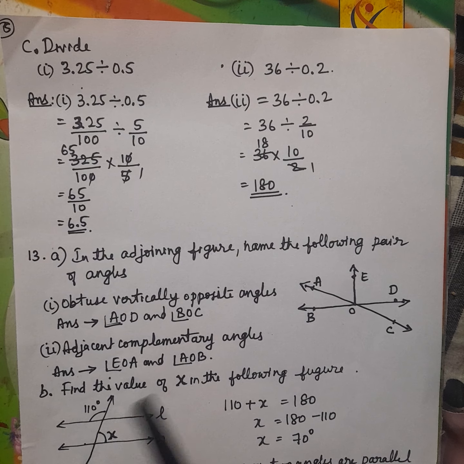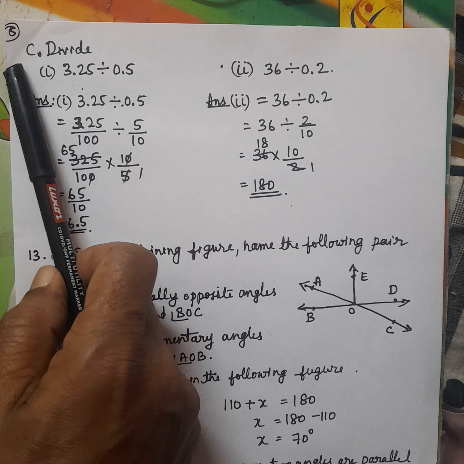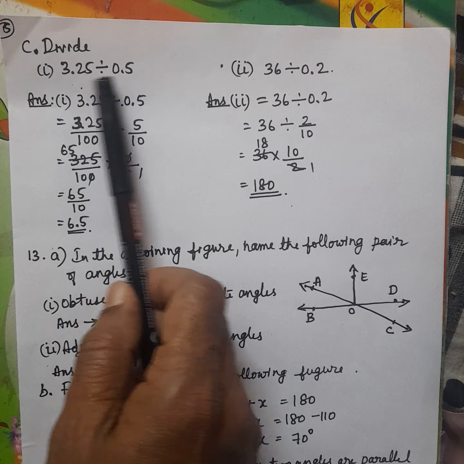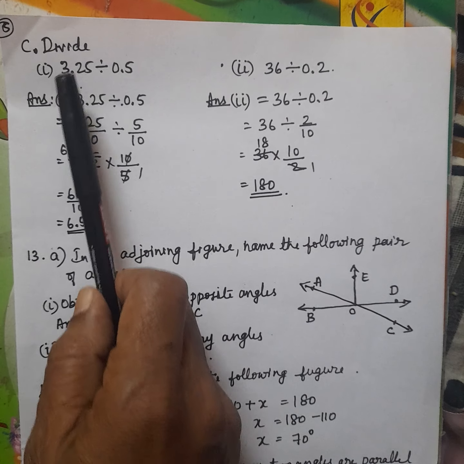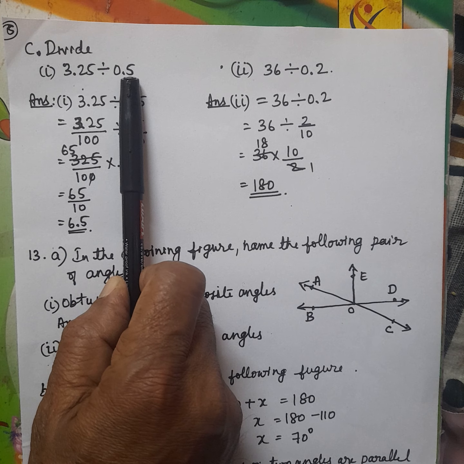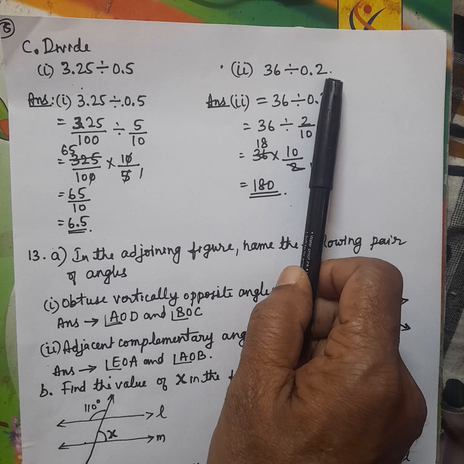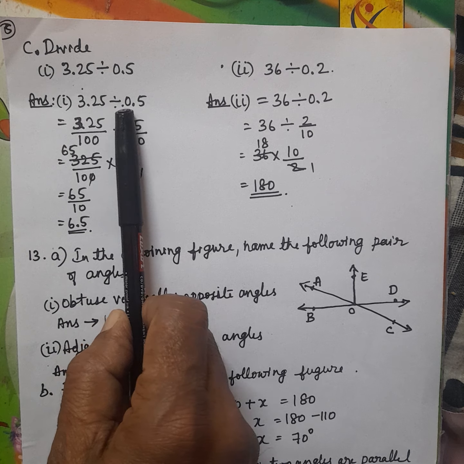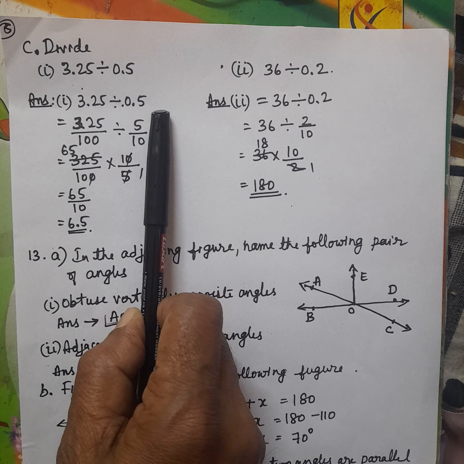Now let's see the next question. Question number C. Divide. There are two questions, 3.25 divided by 0.5 and 36 divided by 0.2. So now write down the first question, 3.25 divided by 0.5.